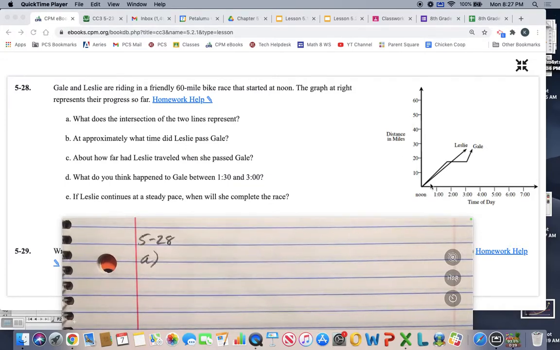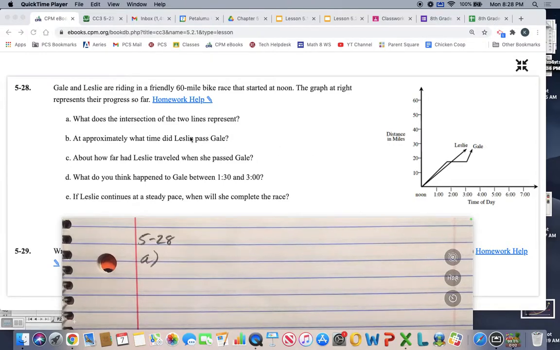All right, and then if we look at what's actually graphed, Leslie is this line, and she apparently starts and just goes at a steady rate the whole time. Whereas Gail starts out actually going faster than Leslie because her line is steeper. But then when she gets to here, she doesn't have any more miles. For a long time, she doesn't go anyplace. The time goes by, but the mileage doesn't change. She's staying in the same place. And then she takes off again.